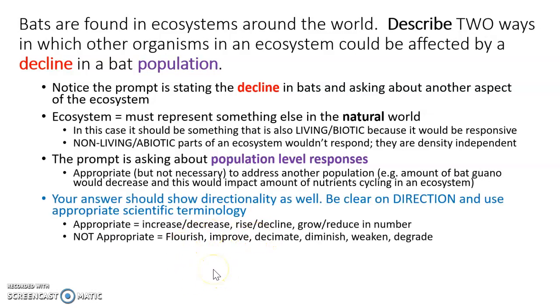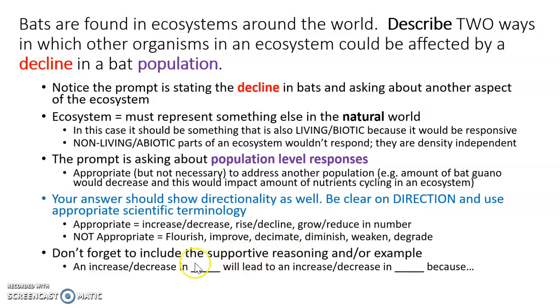So your answer should show directionality as well. Be clear on the direction and use appropriate scientific terminology. So this prompt already says there's a decline in the bat population. We would need an increase or a decrease someplace else, a rise or a decline, or a growth or reduction in the number of another population. Don't use non-scientific words, because this is all about what you say, not about what you mean. Let's look at an example. Oh, also don't forget to include your supportive reasoning or an example, because this is a describe level question.